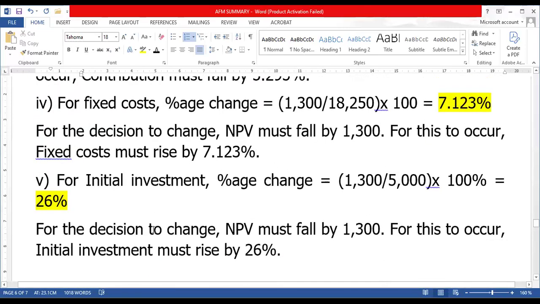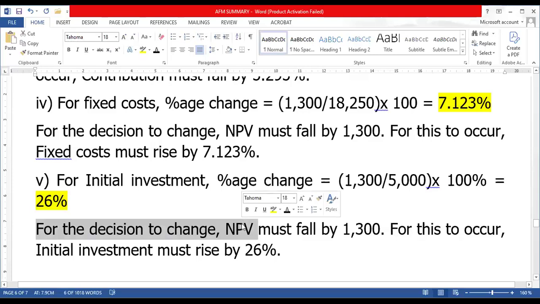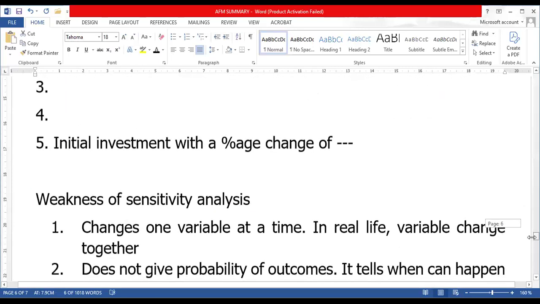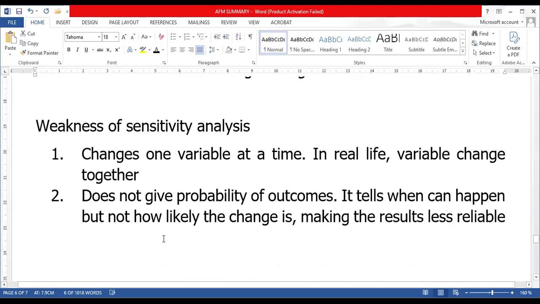you look here, that for this decision to change, the NPV must reduce or fall by this. And for this to occur, initial investment must rise by what? By 26. But what's that? You're just telling us at what point this can change. You're not telling us how likely it will be.